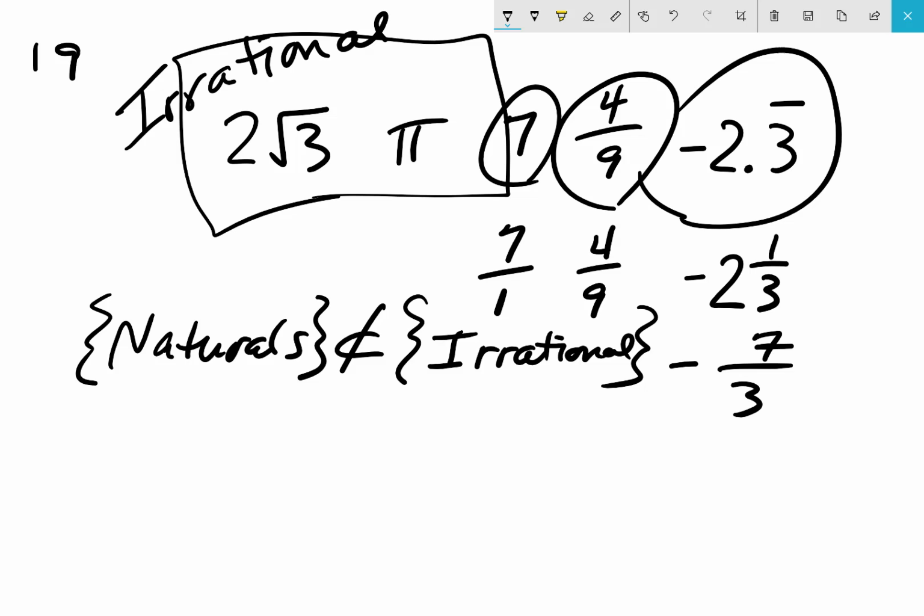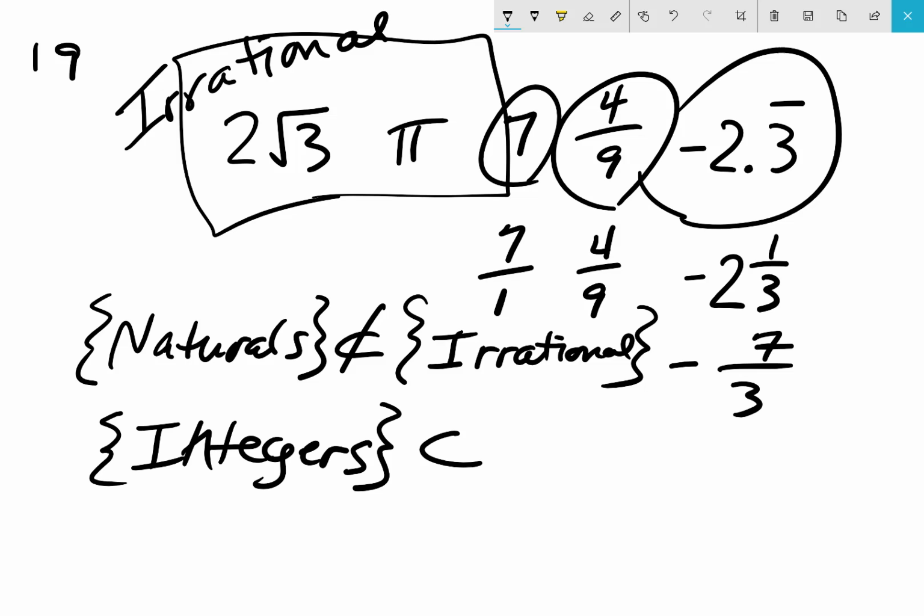All right, the next one says that the integers are a subset of the rationals, and that's true. All integers are rational numbers, so that's true.